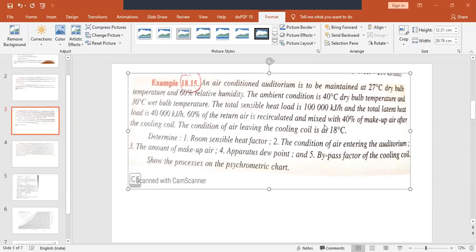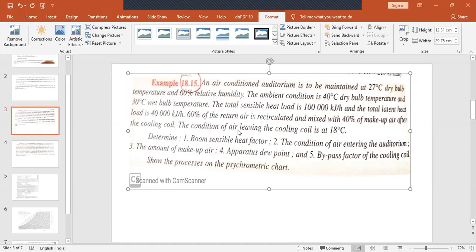This point is very crucial. 60% used air is recirculated and mixed with 40% of fresh air or makeup air, in order to maintain the quality of oxygen. Otherwise, if we use 100% used air or recirculated air which is coming out of the room, it is very dangerous for humans, which leads to suffocation. That is why fresh air is required for any type of air conditioning system.